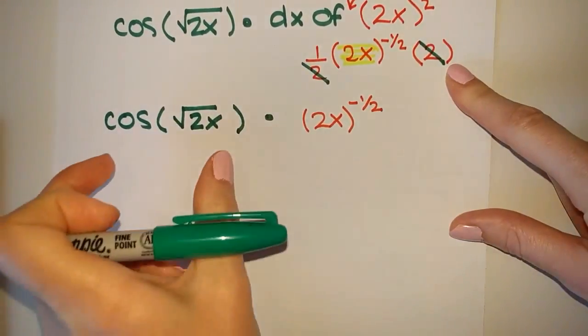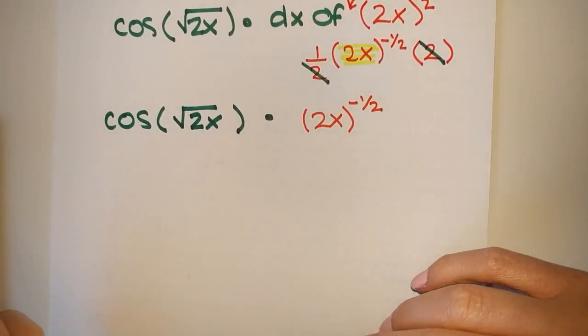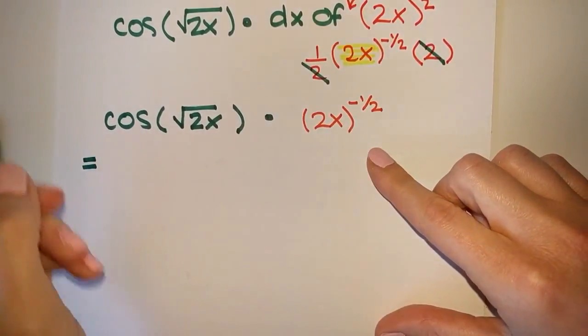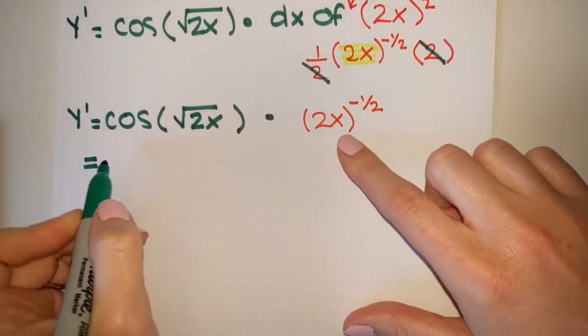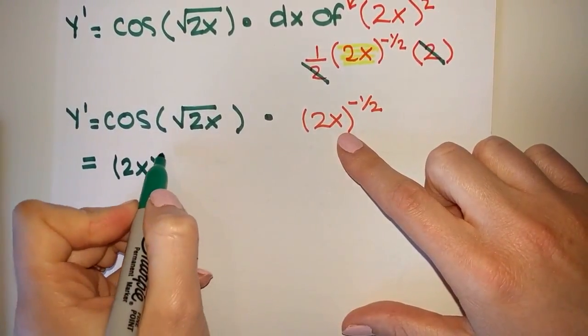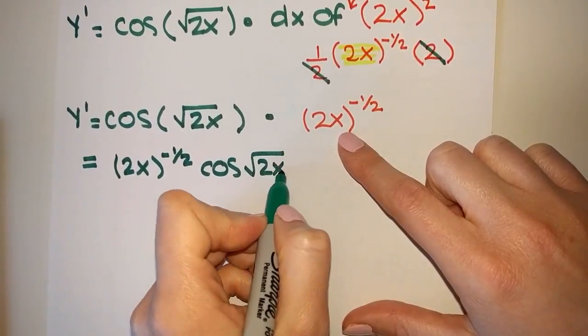So remember, we want to put the trig function at the end. In this case, there's multiple ways that you could rewrite it. You could write this as, and remember this is y prime, 2x to the negative 1/2 cosine square root 2x.